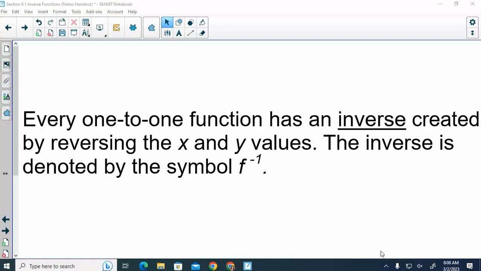We will maybe have some more ugly equations than you did in Algebra 2. Most of them are pretty basic there, but we'll have a mixture of both. So to find an inverse, all you're doing is reversing x and y. When we find it, the notation, instead of f, you put f to the negative 1, and that means inverse.